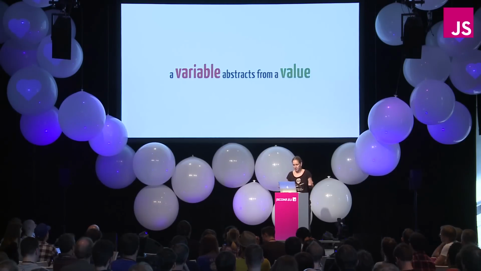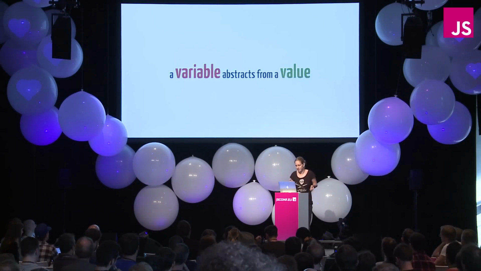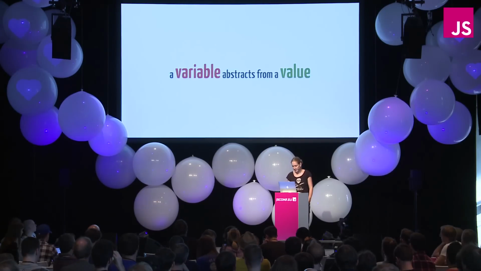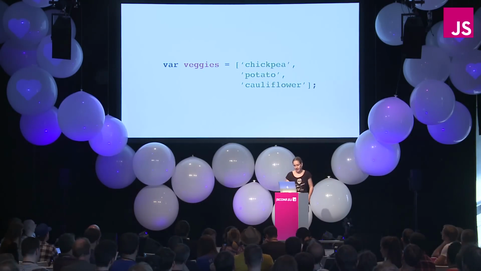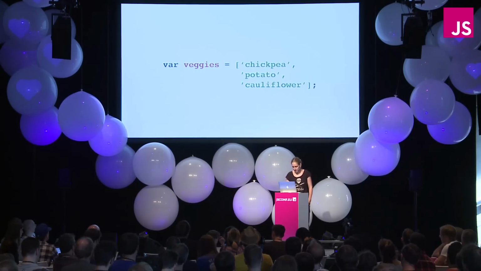So the basis of programming is often so simple that we forget about it, but we all know it. It's abstracting from a value. So it would look like this. By assigning it to a variable, I can give it a name. And I can use it later by just calling that name. I don't have to write all these veggies there.